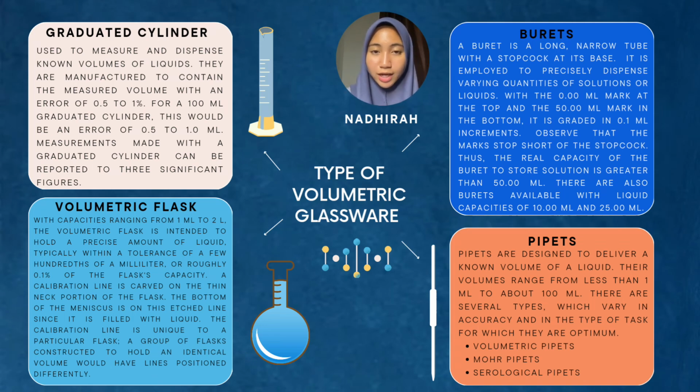And for the fourth and last one, we have pipettes. Pipettes are designed to deliver a known volume of liquid. Their volumes range from less than 1 ml to about 100 ml. There are several types which vary in accuracy and in the type of task for which they are optimum. First, we have volumetric pipettes, secondly, Mohr pipettes, and lastly, serological pipettes.